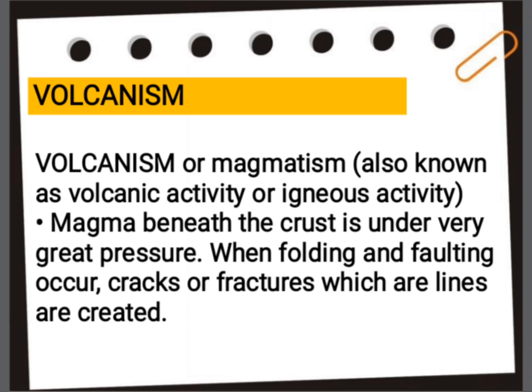Magma beneath the crust is under very great pressure. When folding and faulting occur, cracks or fractures, which are lines of weakness, are created. When these lines of weakness develop downward in the crust and reach the magma, they will release the pressure in the magma. This allows magma to rise up along the lines of weakness and intrude into the crust. Some magma may even reach the Earth's surface and some don't. There are two types of volcanism: intrusive volcanism and extrusive volcanism.